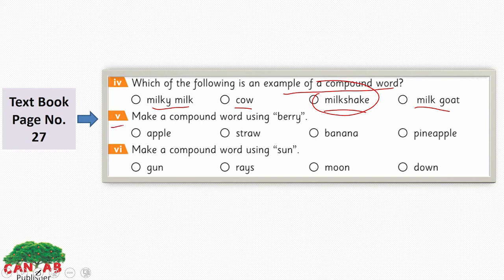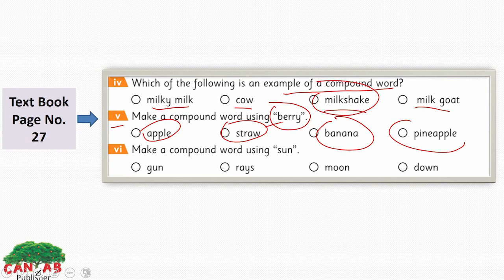Look at the fifth one. Make a compound word using berry. Appleberry, strawberry, banana, or pineapple here. Yes, strawberry. Look at the sixth one. Make a compound word using sun. Sun gun, sun rays, sun moon, or sundown. Yes, sun rays is the right option.